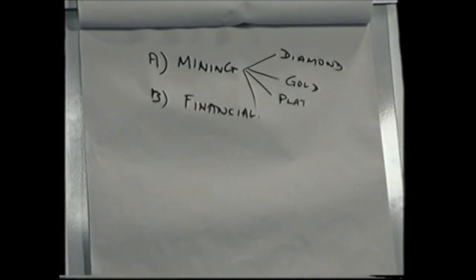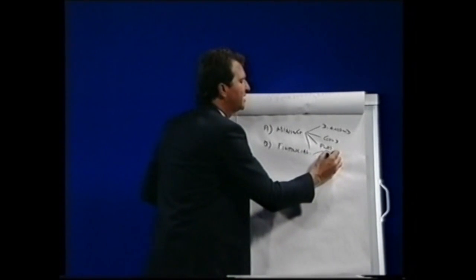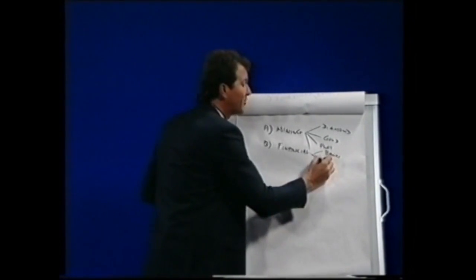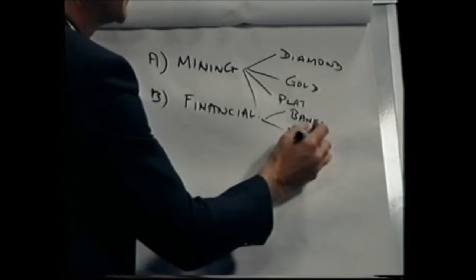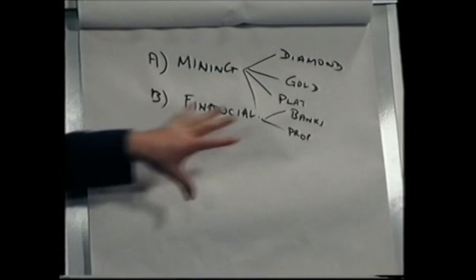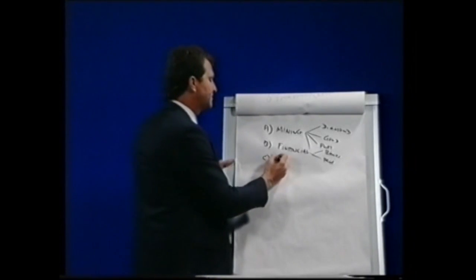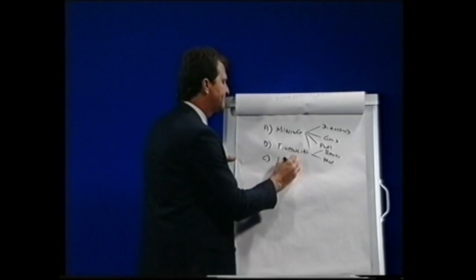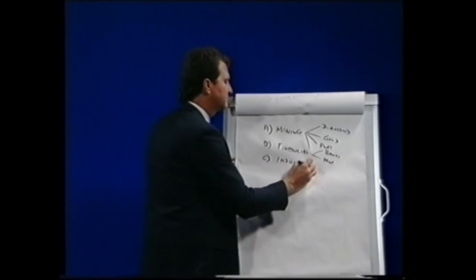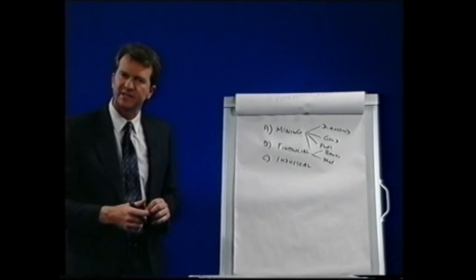And the financial sector comprises shares such as banks, insurance companies, property trusts, and you'll see there are a whole variety of different subsectors underneath that heading of the financial sector. The last sector in the market, which is the biggest, is called the industrial sector. And this comprises more shares than any of the other sectors.